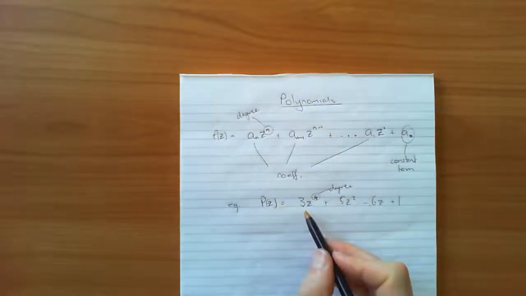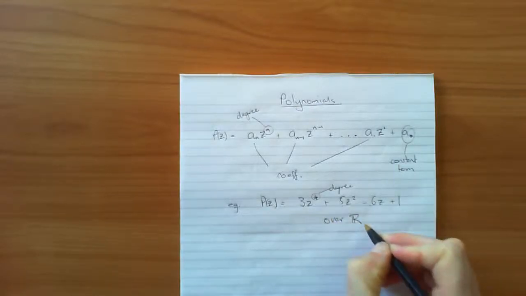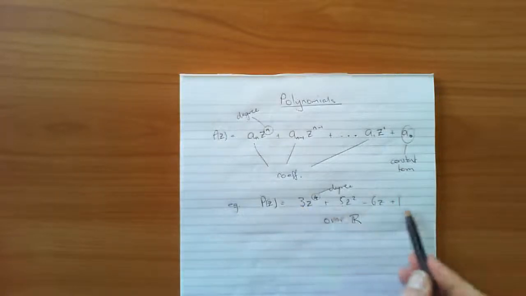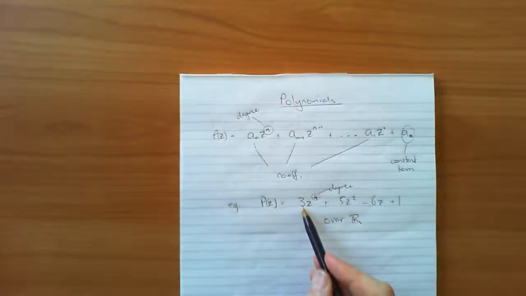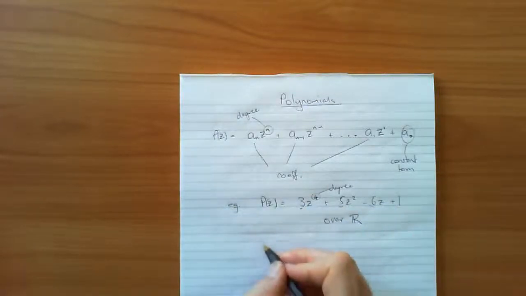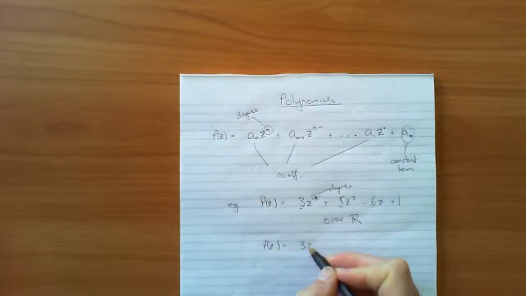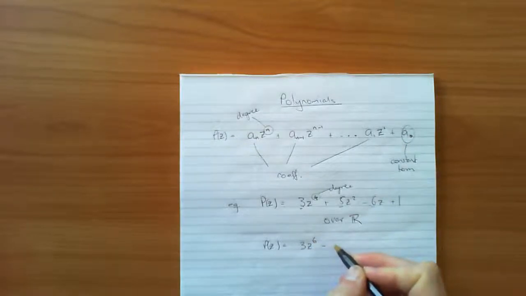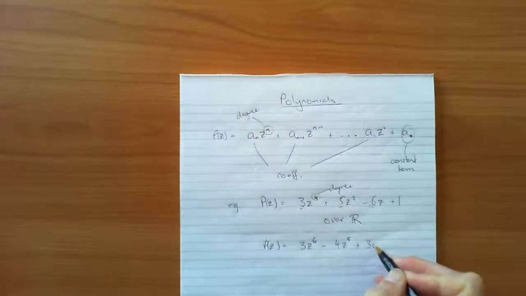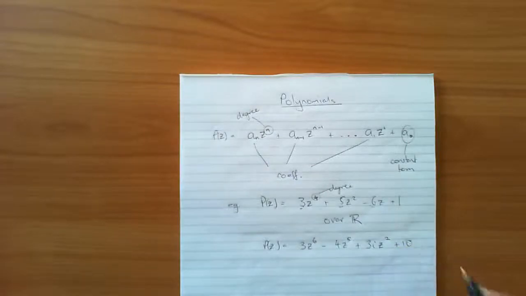Now, this particular polynomial, we say this polynomial is over R. R means real numbers. That means everything you see written here is a real number. In other words, all the coefficients are real. Compare that with this polynomial. It might be 3z to the 6 minus 4z to the 5 plus 3i z squared plus 10.